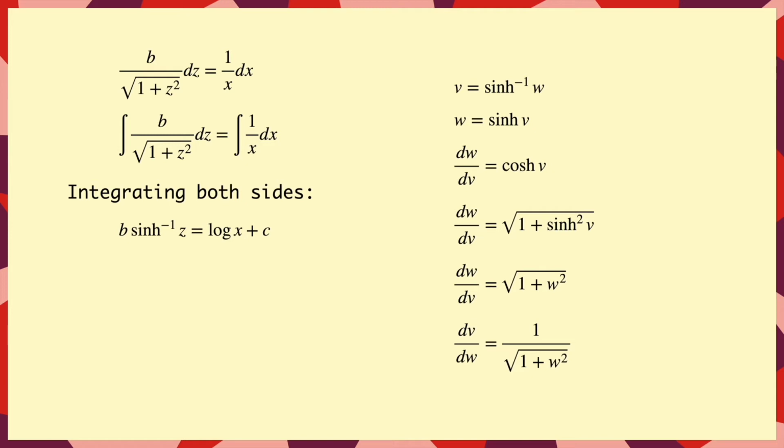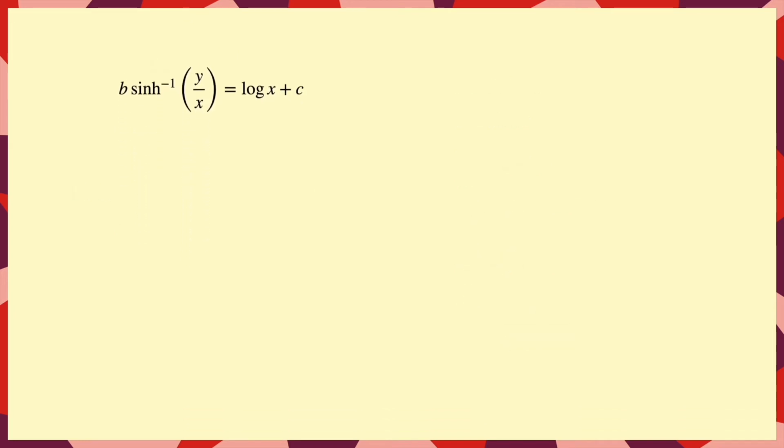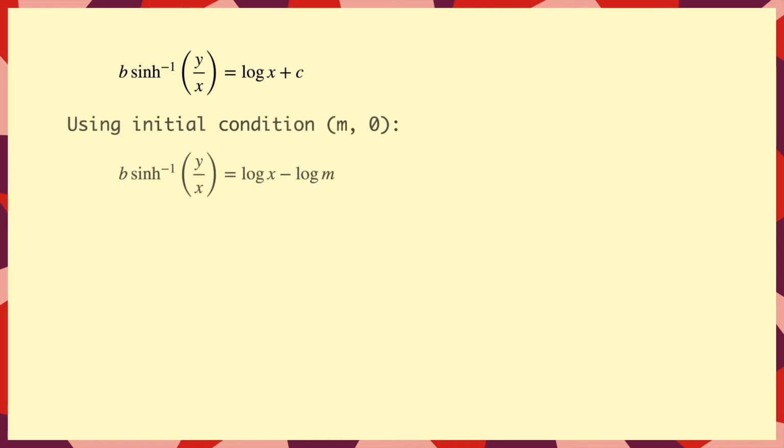So that's our integral done. We just need to work out what the constant of integration is, and now we can get rid of z and replace it with y over x again. To find the constant term, we need to know a point in the solution, which we do. We know the boat starts off at (m, 0).